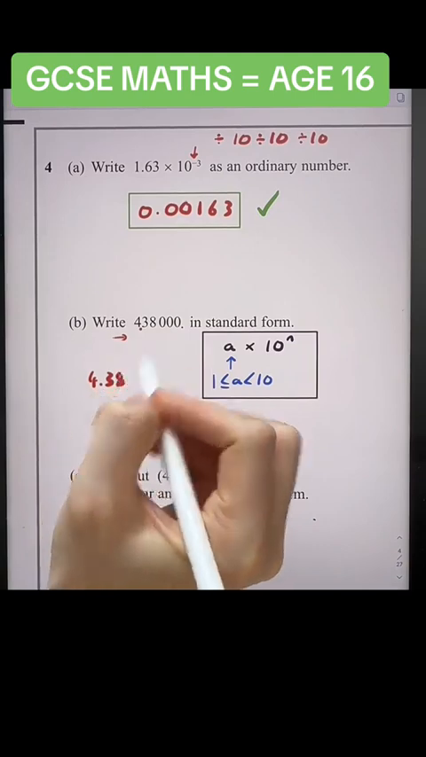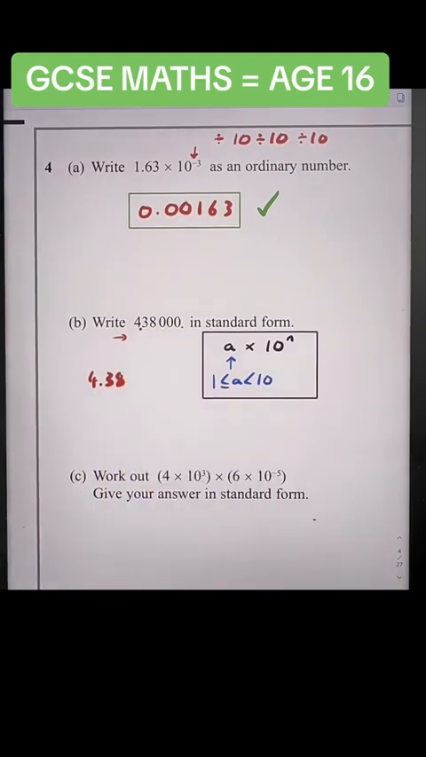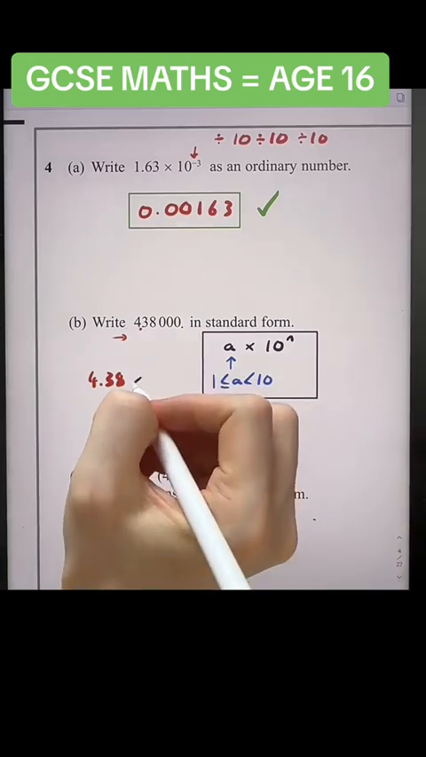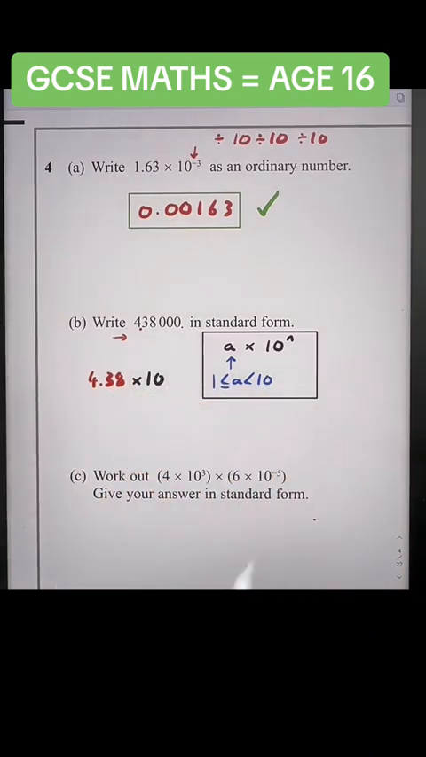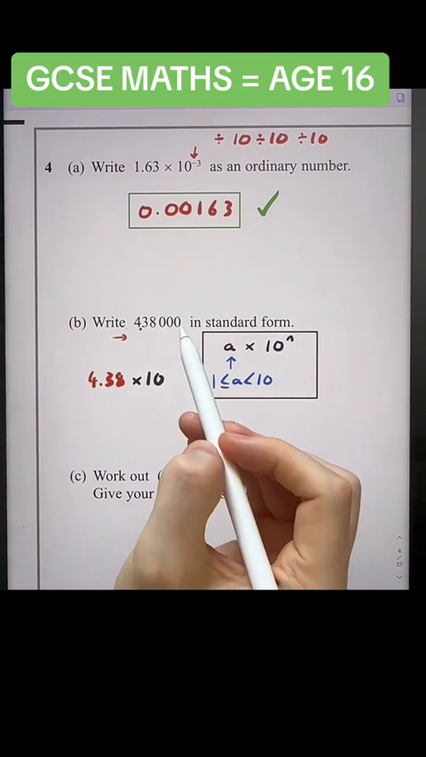As soon as it gets to all zeros, I don't need to copy it. We know it's then multiplied by a power of 10. To find our power, all we simply do is count how many places I have moved my decimal point.